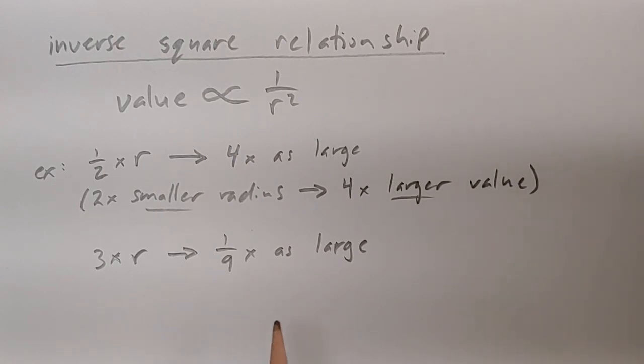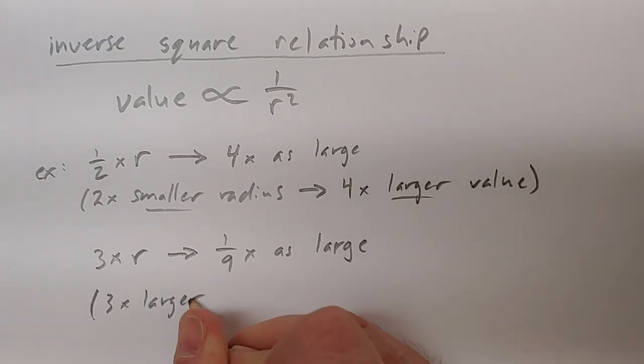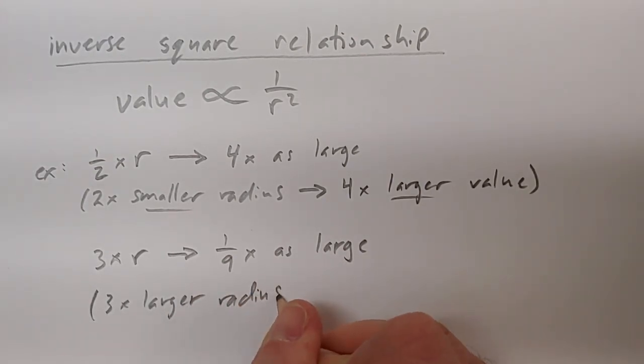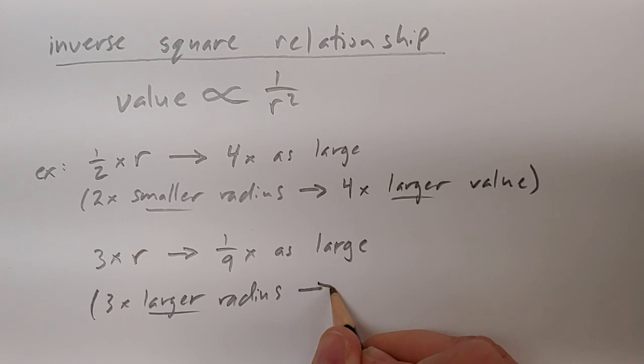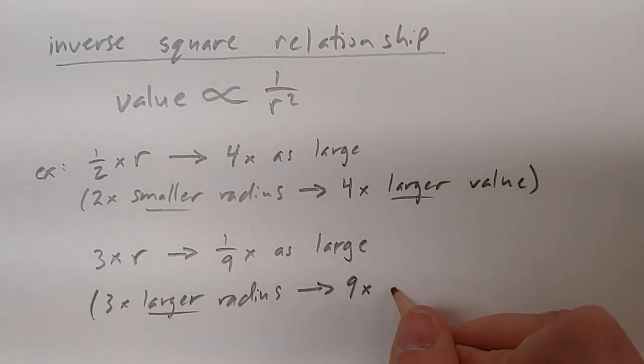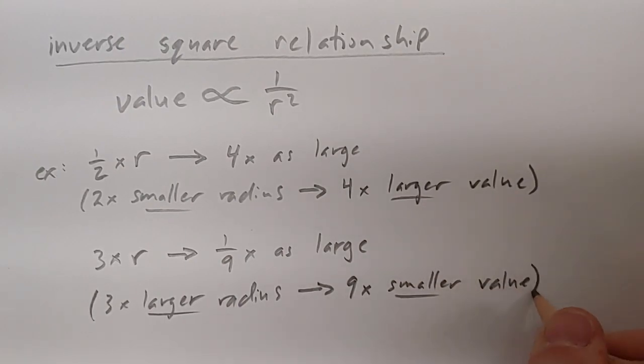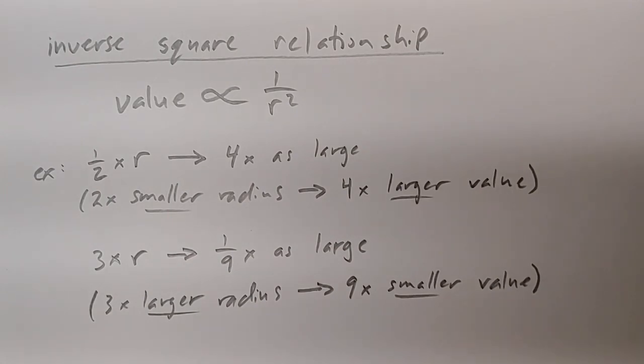Or if we go in terms of gravity, if we go 3 times as far away from the planet or whatever it is that we're being gravitationally attracted to, we'll have 1/9 the force of gravity. And again, we can do this in words as well. So if we have a 3 times larger radius, then 3 squared is 9 times, and instead of larger it would be a smaller value.